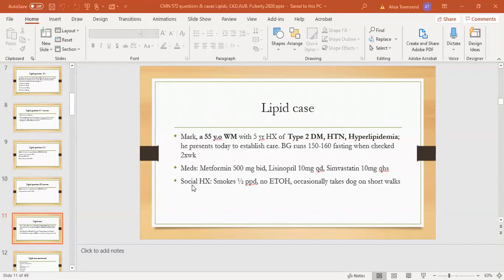All right, we've got Mark. He's a 55-year-old white male with 5-year history of type 2 diabetes, hypertension, hyperlipidemia, and he presents today to establish care. The blood sugar runs 50 to 60, fasting when checked for 2 weeks. He's on metformin, 500 milligrams BID, lisinopril 10 milligrams Q-day, simvastatin 10 milligrams QHS. He smokes a half pack a day, no ETOH, occasionally takes the dogs for a short walk. Love that.